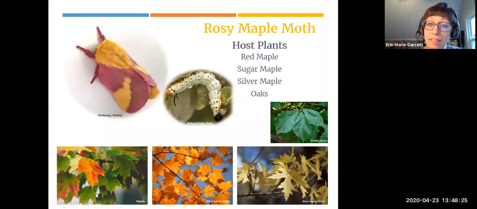Okay, rosy maple moth, his name is easy. He tells you what he wants to eat. That's going to be our maple trees, okay? But they will also feed on oaks.